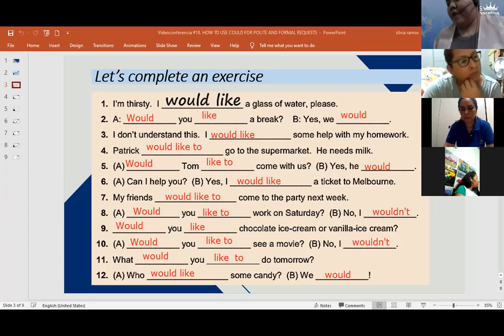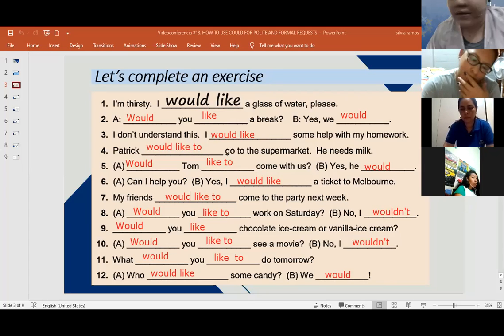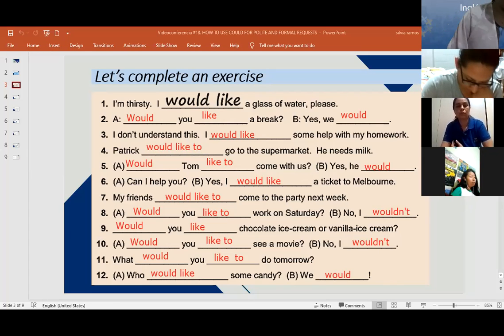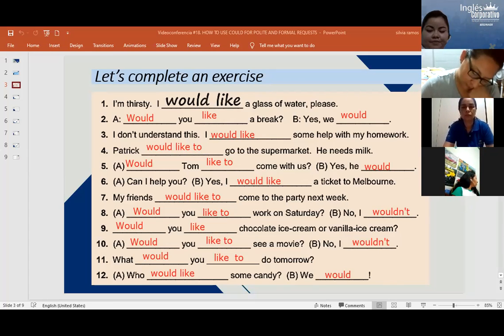Oops, ouch, my mouse. It just fell down. Oh my God, I'm a mess today.